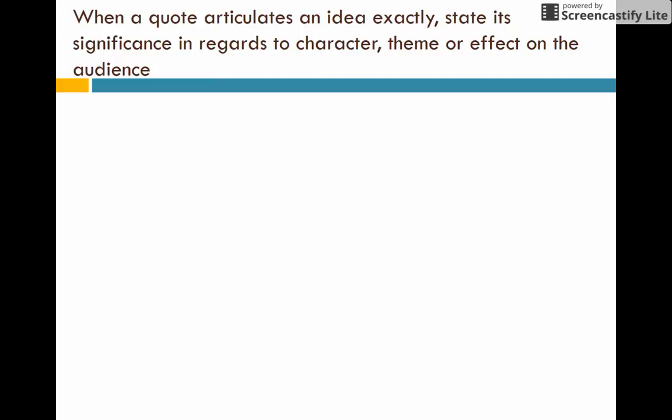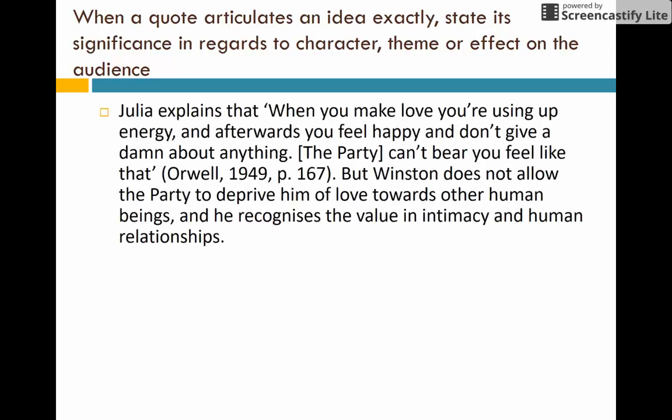When a quote articulates an idea exactly, state its significance in regards to character, theme, or effect on the audience, to prevent you from just rewording something that doesn't need rewording. Julia explains that when you make love, you're using up energy, and afterwards you feel happy and don't give a damn about anything. The party can't bear you feel like that. But Winston does not allow the party to deprive him of love towards other human beings, and he recognizes the value in intimacy and human relationships.